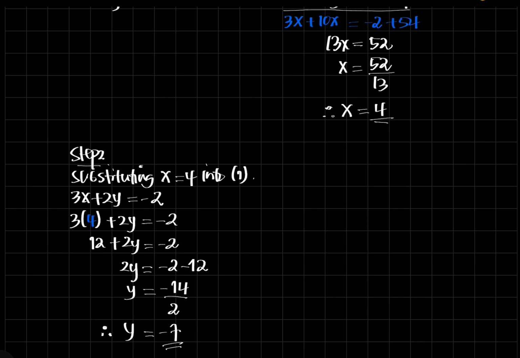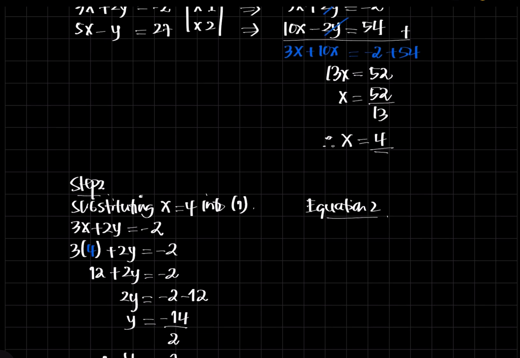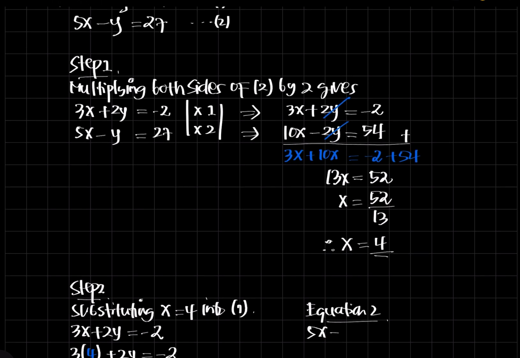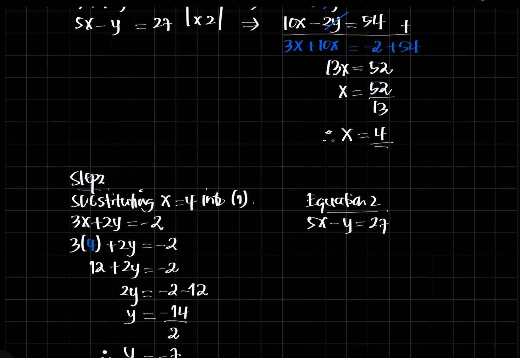Now, if I substitute into equation 2, is it going to get the same answer for y? Let's try to prove it. Okay, now let's use equation 2 because we want to prove that. So in equation 2, 5x minus y equals 27. So then x is 4.